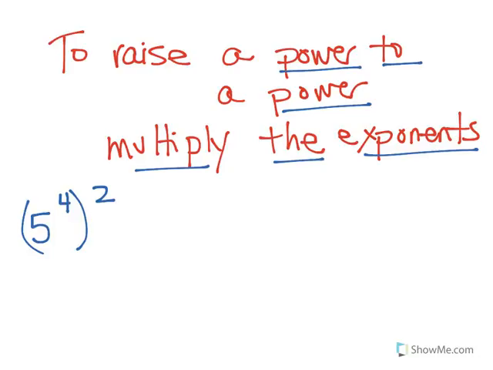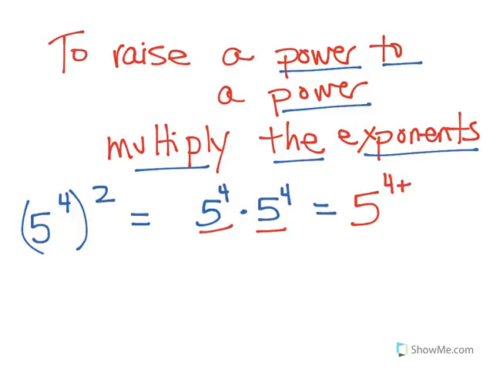So in this example, 5 to the fourth raised to the second power, we can think of that as 5 to the fourth times 5 to the fourth. And if we remember our rule about the same base, keep the base and add the exponents, we have 5 to the 4 plus 4, or in other words, 5 to the 8th.